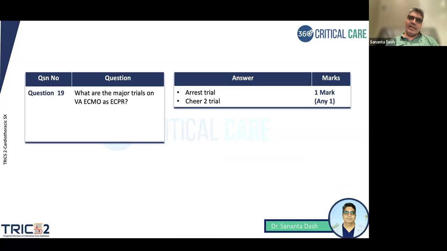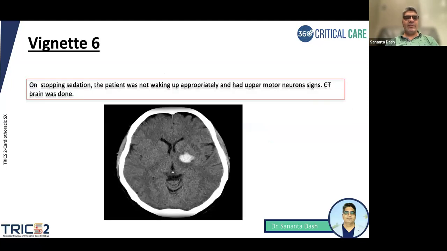It can go anywhere. It can go to a bleeding condition where they can show you the coagulation studies and ask how you correct the coagulopathy. The patient can have a bleed in the brain and then they ask, well, this is a complication, how do you prognosticate the patient? It can go anywhere after the ECMO. In this case, we'll see what is going on. On stopping the sedation, the patient was not waking up appropriately and had upper motor neuron signs. The CT brain was done, which showed this.